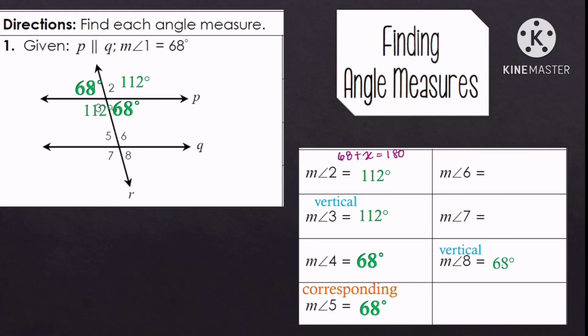Now, I got to go to 6 and 7, and there are a couple ways you can figure it out, but I think an easy one is look at 2 and 6. That's one of our new relationships. Those are corresponding. Corresponding angles are congruent. So if 2 is 112, 6 is 112. That leads me to, all I got to find is 7. Well, look at 6 and 7 are vertical, so that means angle 7 is 112.